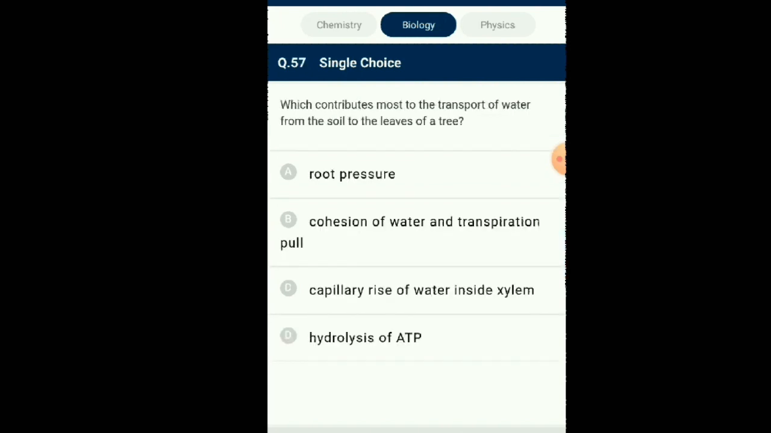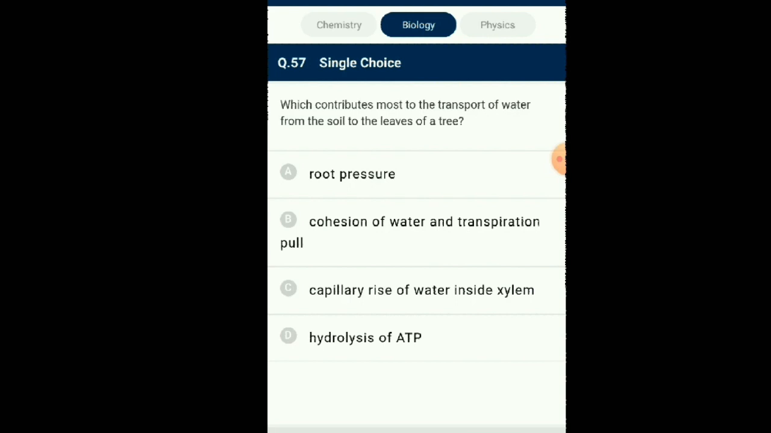Question number 57. Which contributes most to the transport of water from the soil to the leaves of a tree? The transpiration pull and cohesion of water are the dominant contributors to the water transport from soil to leaves. Cohesion theory was put forward by Dixon. The cohesion among the water molecules allows the formation of a continuous water column from the top to the root tip.